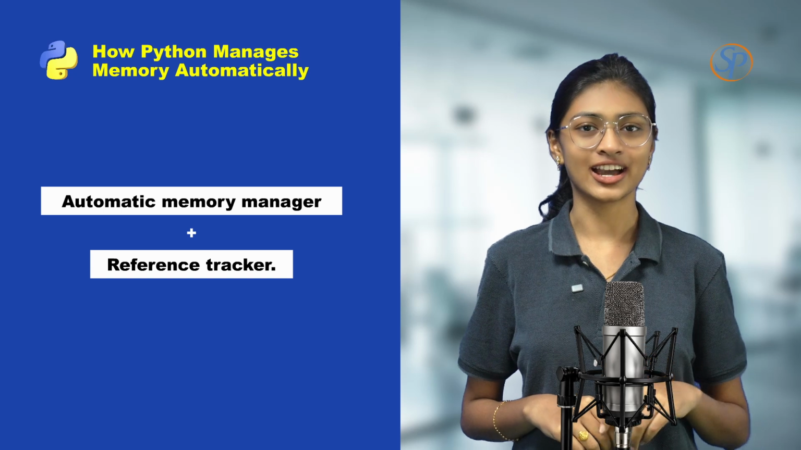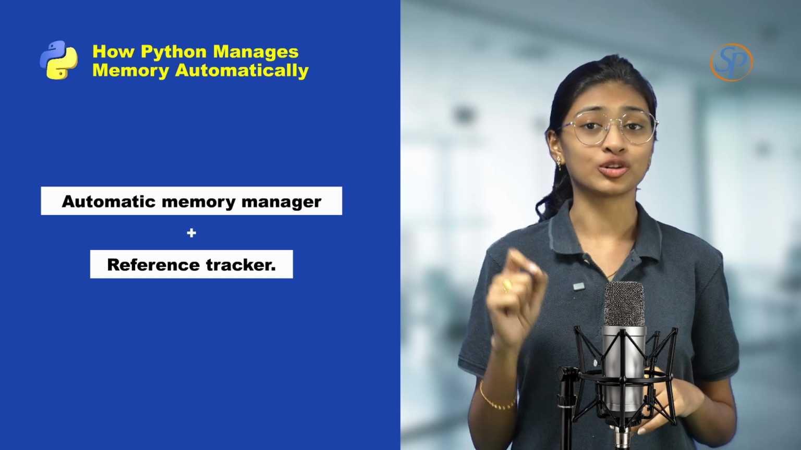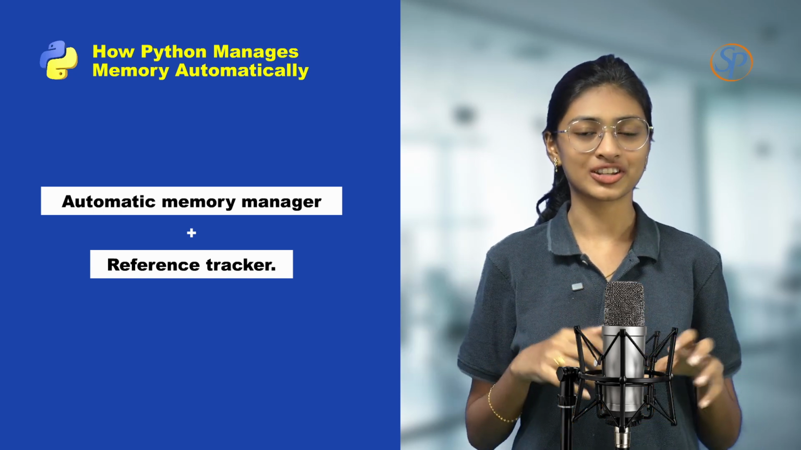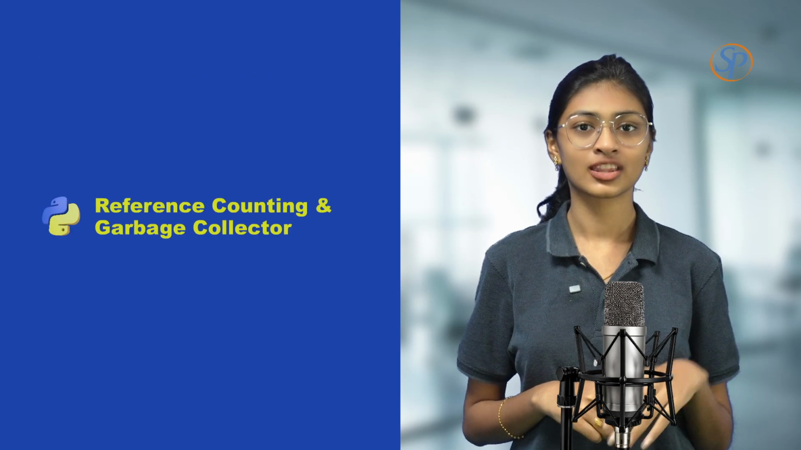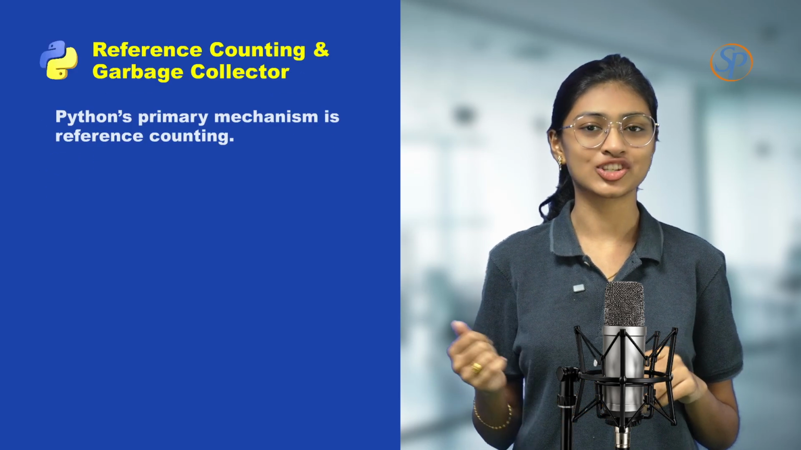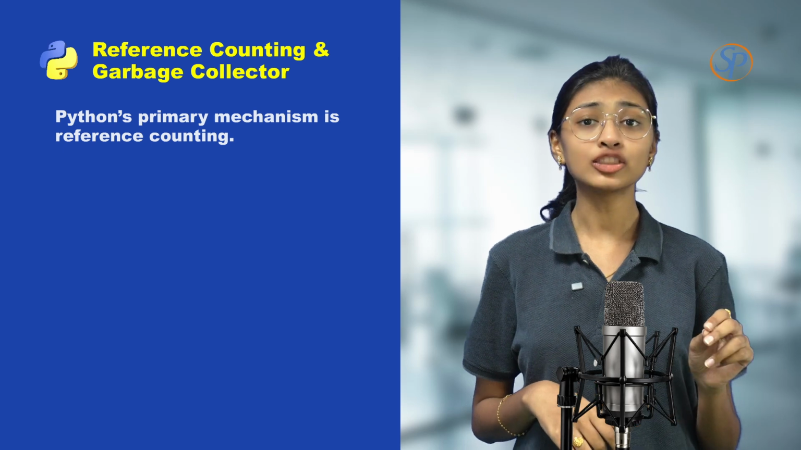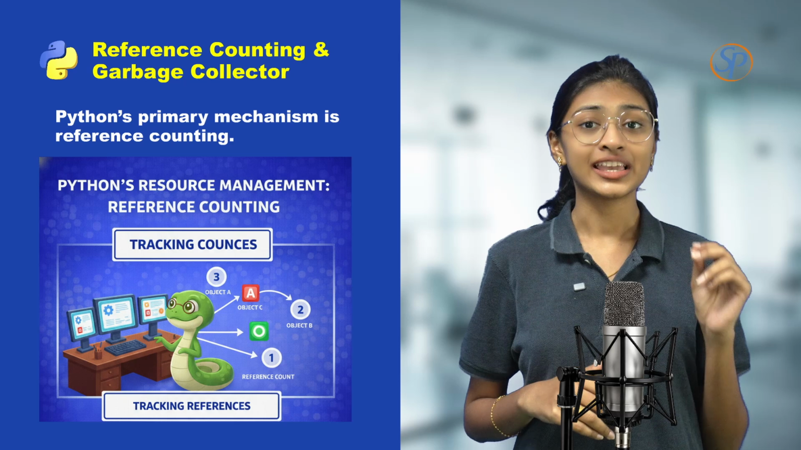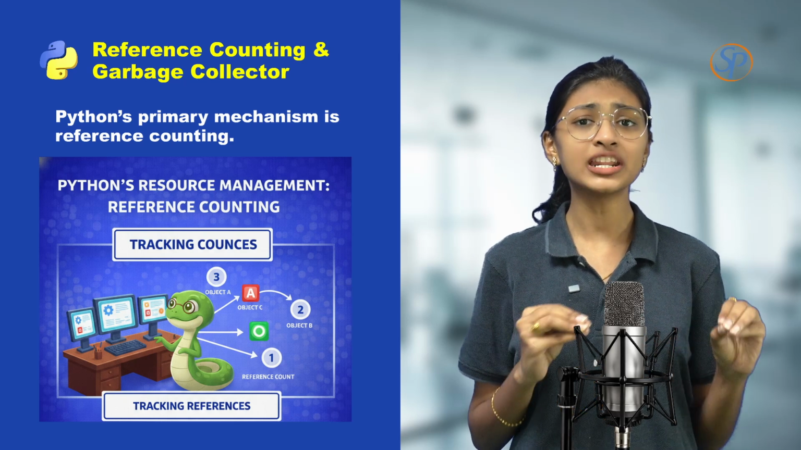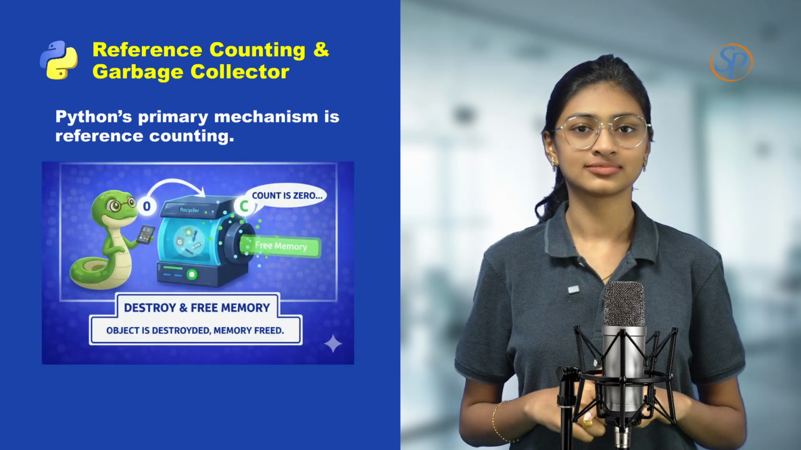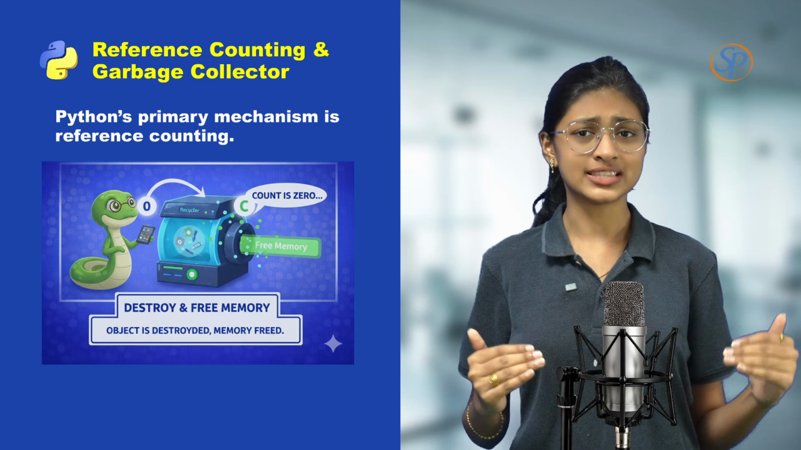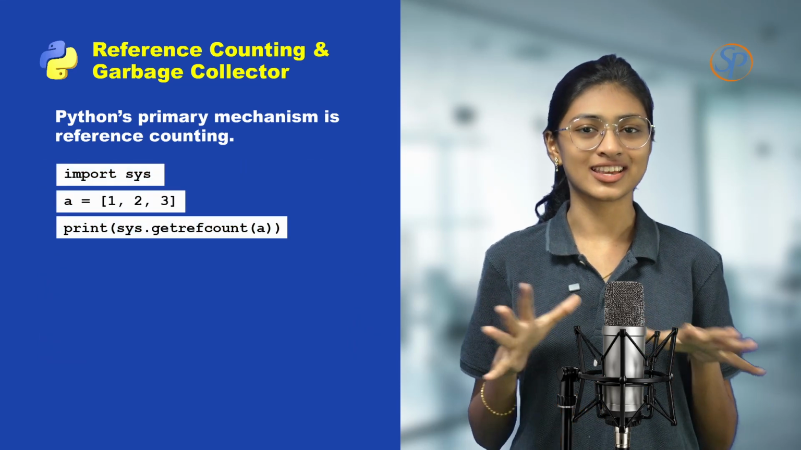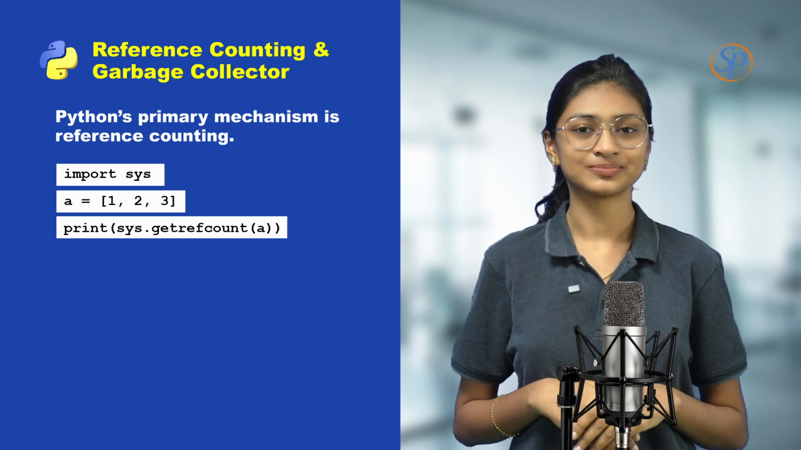Here is a key idea. Python equals automatic memory manager plus reference tracker, reference counting and garbage collector. Python's primary mechanism is reference counting. Each object knows how many references point to it. When the count becomes 0, the object is destroyed and memory is freed.